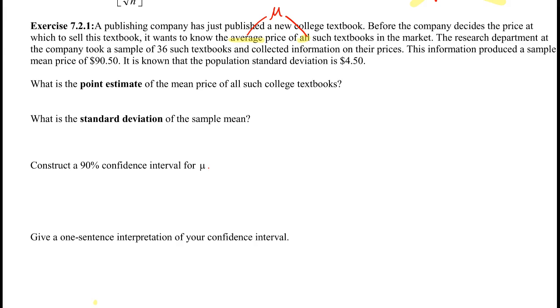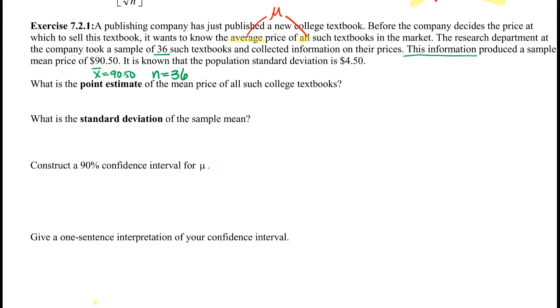The research department at the company took a sample of 36 such textbooks. Woohoo, we just got an n. And anything that comes in the same sentence as this sample size, as the word sample, has got to be from that n, and collected information about the prices. Well, that was a letdown. This information, okay, so don't know why we stopped the sentence, but the information produced a sample mean of 90.5 or $90.50. So that is our sample mean.